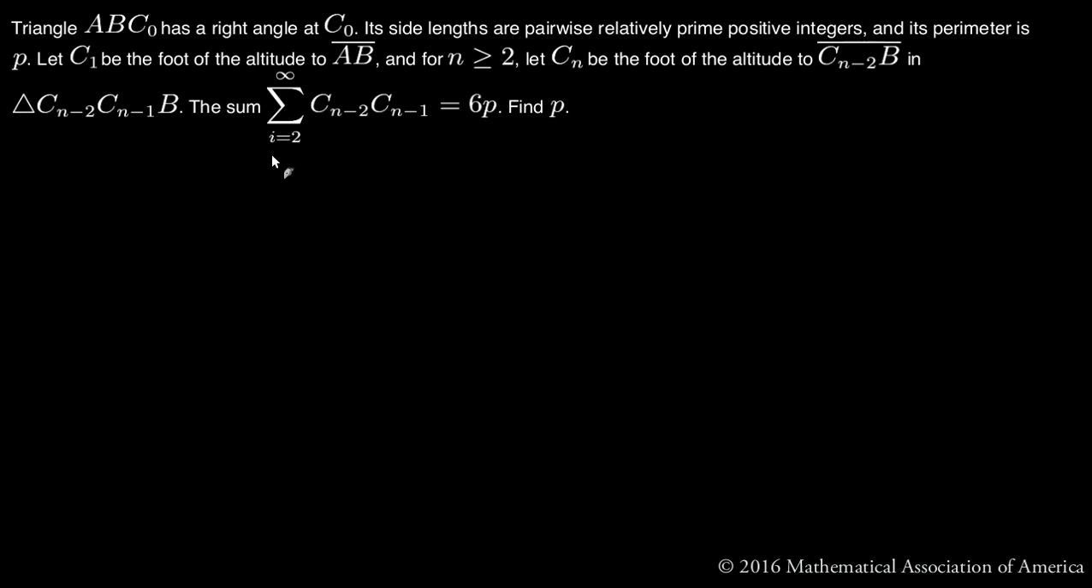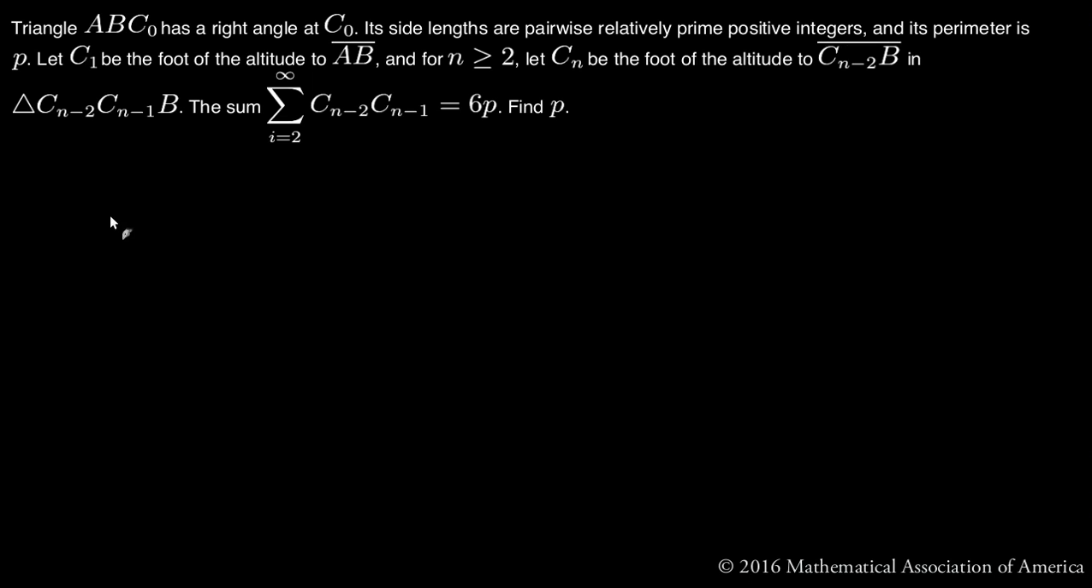And now a fun geometry contest problem, AIME 2016, AIME 2, question number 5. Triangle ABC0 has a right angle at C0. Its side lengths are pairwise relatively prime positive integers, and its perimeter is P. Let C1 be the foot of the altitude to AB, and for n greater than or equal to 2, let Cn be the foot of the altitude to C(n-2)B in triangle C(n-2)C(n-1)B. The sum of all of these will then equal 6P.